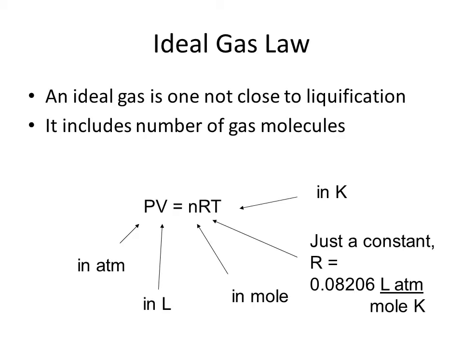The ideal gas law covers what we call ideal gases, or gases that are not close to liquefaction. That means the distance between the gas molecules is very large, so they don't experience each other's volume, and there's no attractive forces between them. So they follow this gas law down here that PV is equal to nRT.